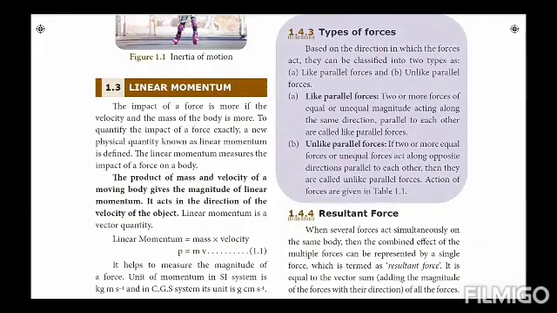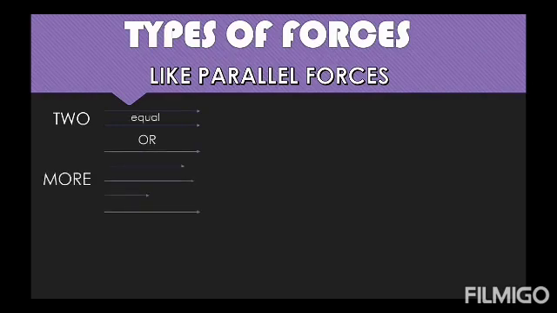Now, your book page number 3, they are given types of force. What are the types of force? Like parallel force and unlike parallel force are given. See here, like parallel force: 2 or more force, equal or unequal magnitude, acting along the same direction parallel to each other is called like parallel force. Unlike parallel force, what difference? Other everything same, but instead of same direction, here what will come? Opposite direction. First we can learn about like parallel force.